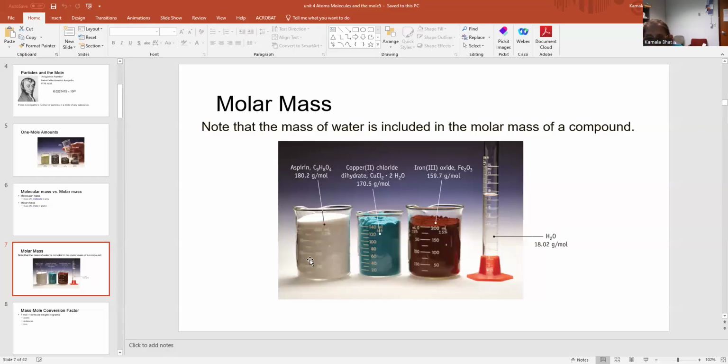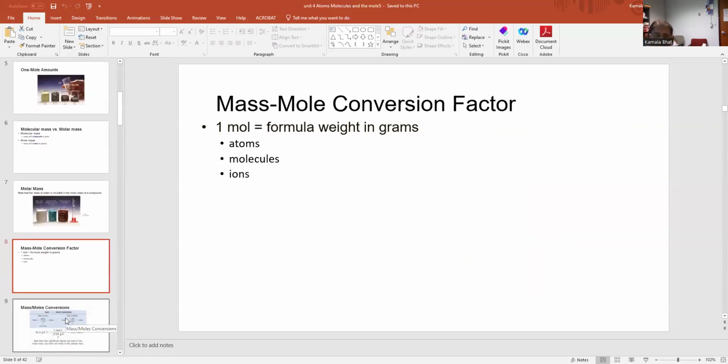On the other side, you can see that the water has a formula mass of 18.02. So multiply 2 times 18.02, you get the total mass of the water present. Then add up both the molar mass of the copper chloride and the molar mass of the water, and then you get the molar mass of the compound that you are talking about.